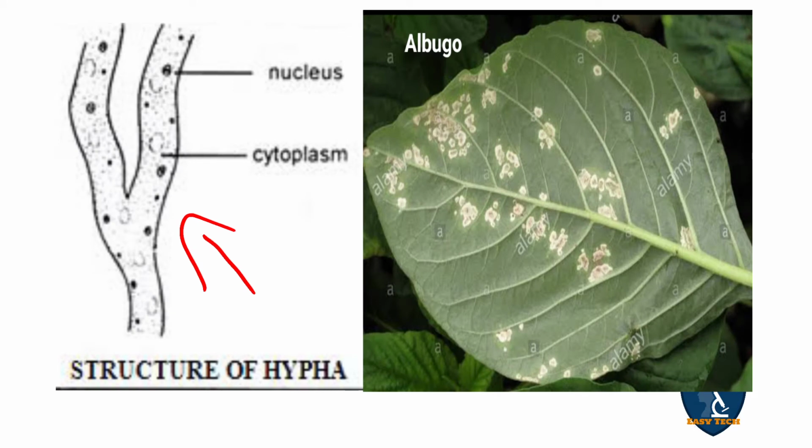You can see this in spinach leaves, green leaves. At the back side of the leaf you can see white patches, that is called Albugo. When you buy green leaves, you turn to the back side and you can see these white patches, and those white patches are called Albugo. If you take a section, it will be like this. In the leaf, in between, the hyphae will be seen in the section.